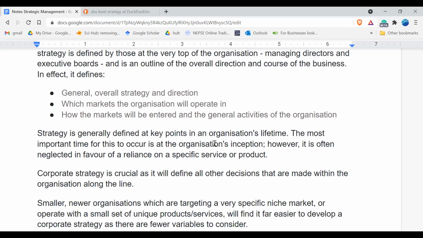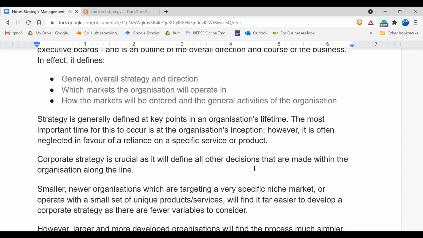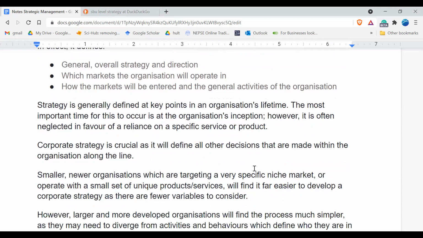Strategy is generally defined at key points in an organization's timeline, or lifetime. The most important time for this to occur is at the organization's inception. However, it is often neglected in favor of a reliance on a specific service or product. Corporate strategy is crucial as it defines all other decisions that are made within the organization along the line.